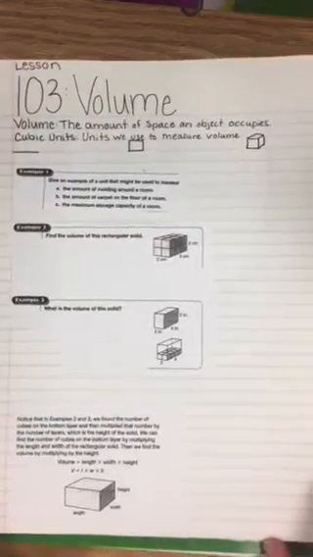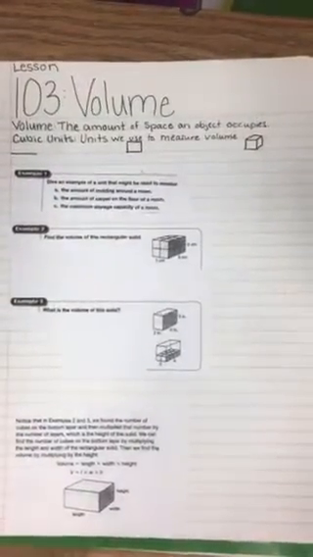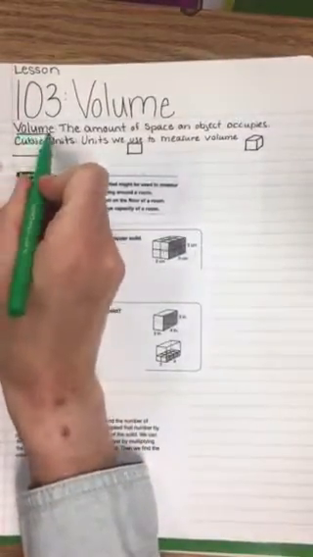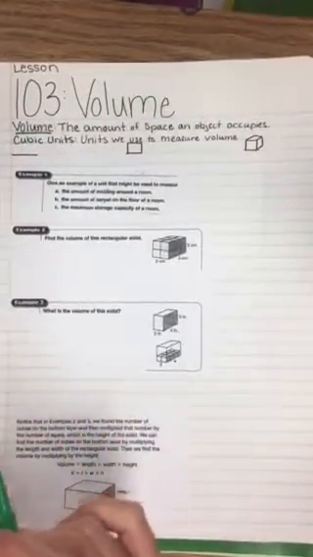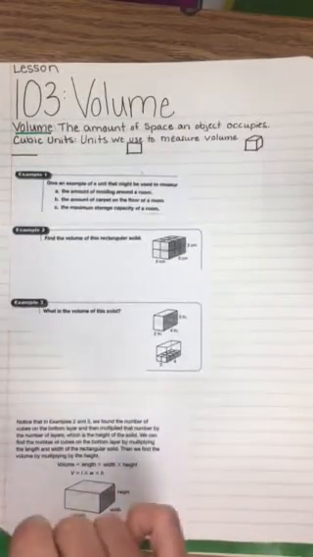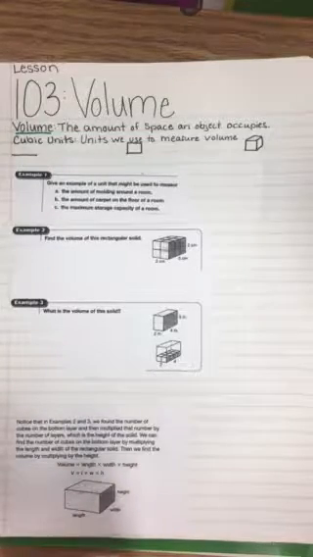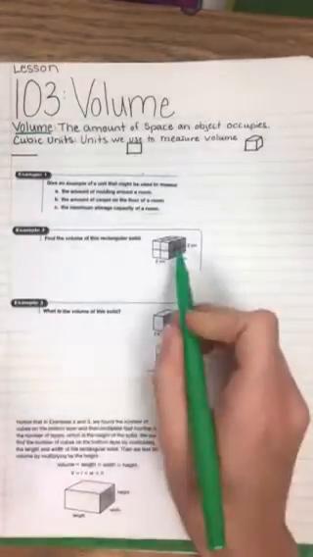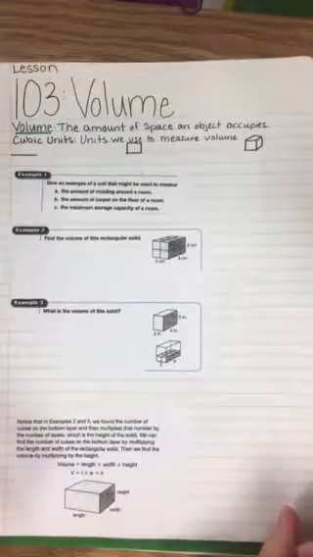Lesson 103. This is all about volume. So, what is volume? Volume is the amount of space that an object occupies. These are geometric figures that occupy space. They would include cubes, spheres, cones, cylinders, pyramids, and combinations of these shapes. In this lesson, we are going to concentrate on finding the volume of rectangular solids, okay? So we're just getting into the rectangular solids in this lesson.